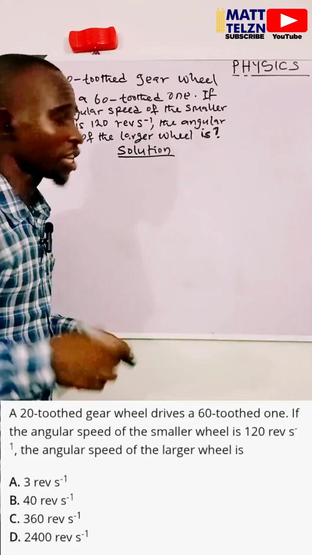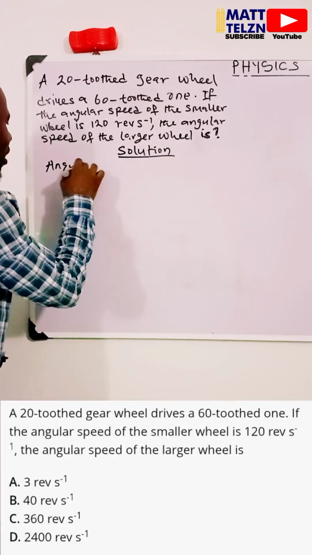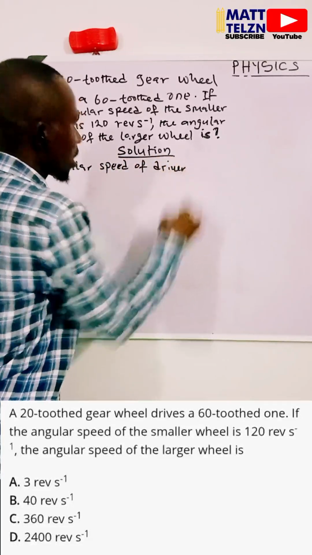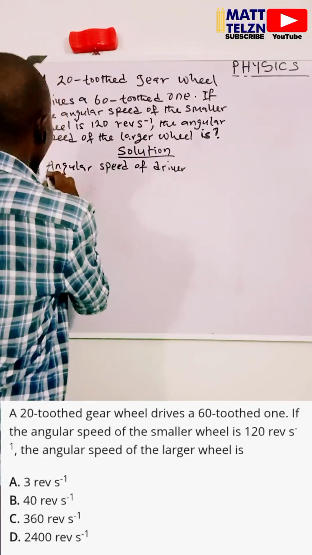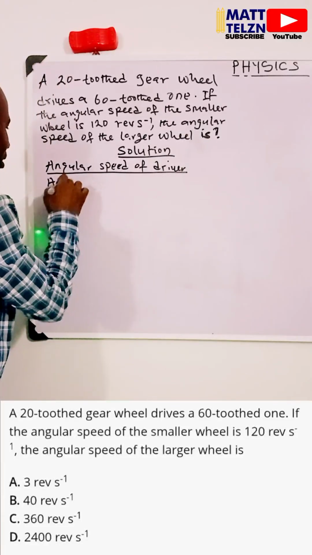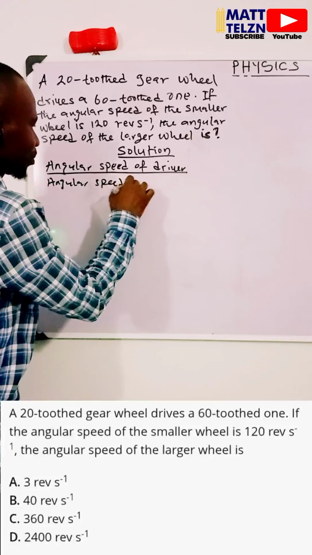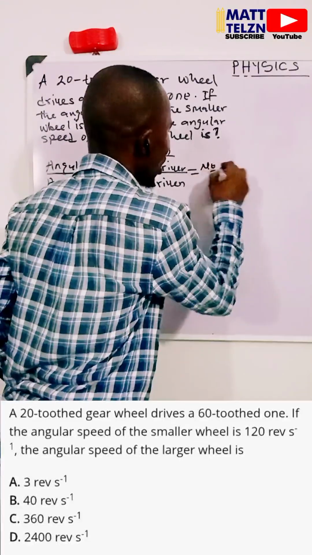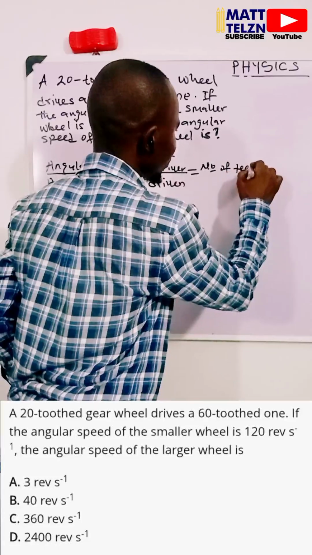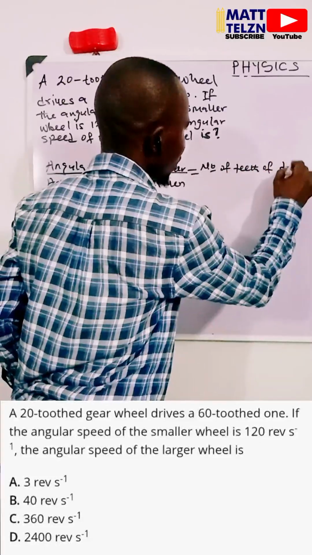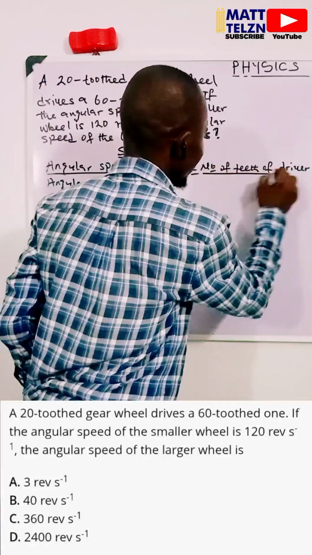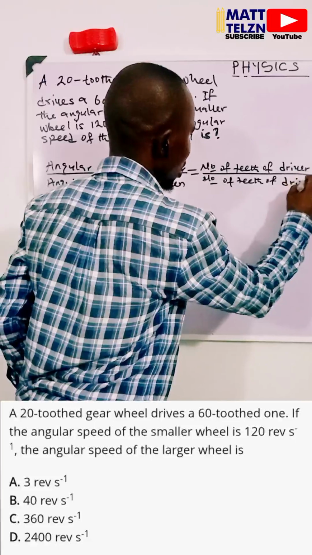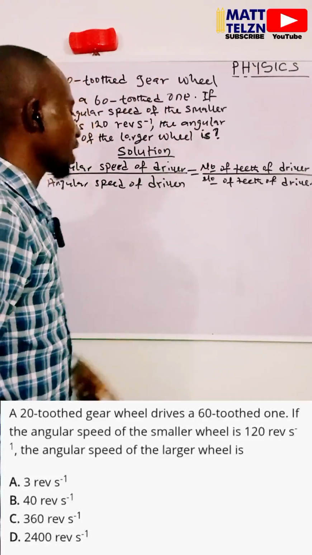Now, the principle that we are going to use here is: angular speed of the driver over angular speed of the driven is equal to number of teeth of the driver divided by number of teeth of the driven. This is the principle we are going to use.